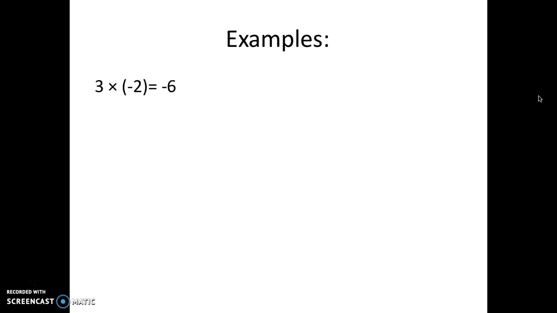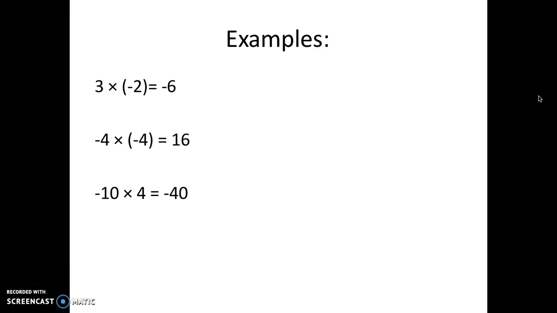So 3 times negative 2. 3 times 2 is 6, and since the signs are different, that means it's negative. So negative 6. Negative 4 times negative 4. Well, 4 times 4 is 16. Since they're both negative, it's positive 16. So negative 4 times negative 4 is equal to positive 16.